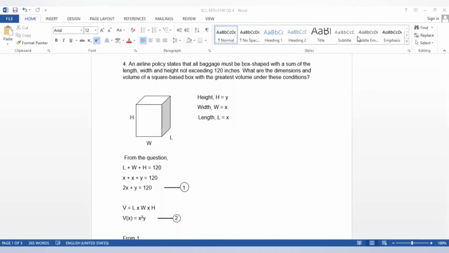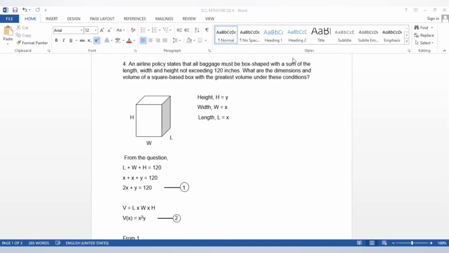Now I'm going to explain question number 4. An airline policy states that all baggage must be box-shaped with a sum of the length, width, and height not exceeding 120 inches. What are the dimensions and volume of a square base box with the greatest volume under this condition? Here I illustrate the box with the height, width, and length. So I represent the height with y, and the width and length with x.